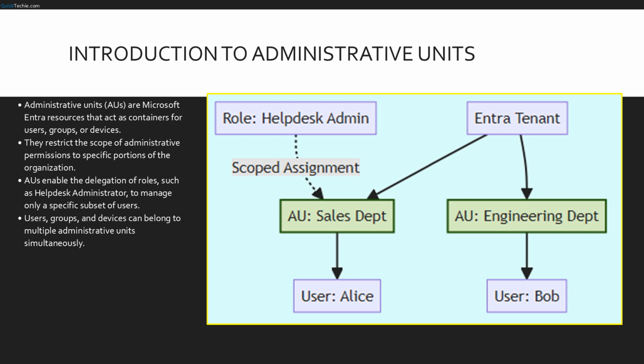Here we see the tenant split into two administrative units, sales and engineering. Alice is placed in the sales AU, and Bob in engineering. We then take a help desk admin role and assign it specifically to the sales AU. This link means the help desk admin can reset Alice's password but has no authority over Bob in engineering. This visualizes exactly how permissions are constrained to the container.